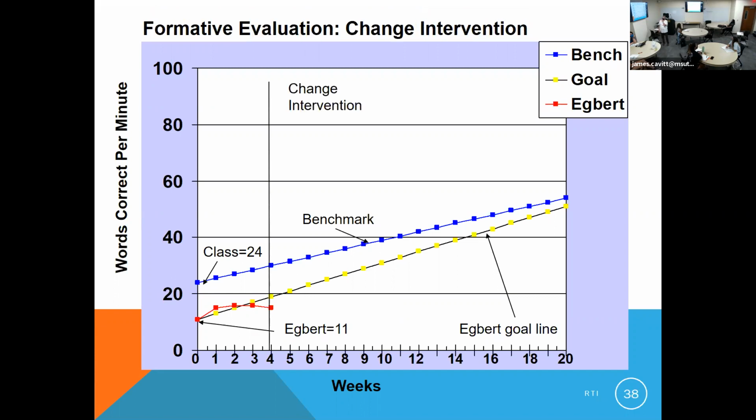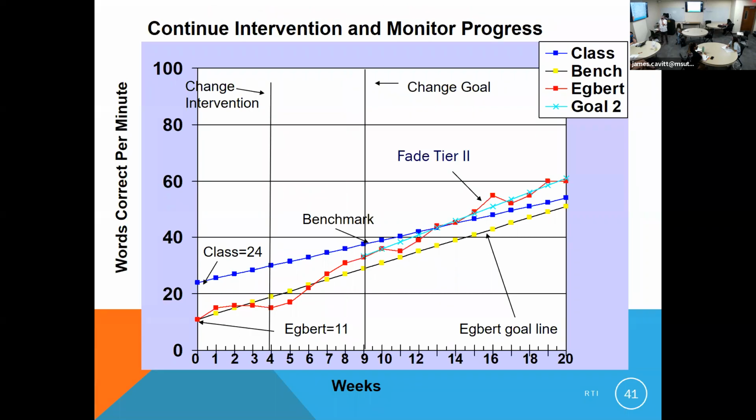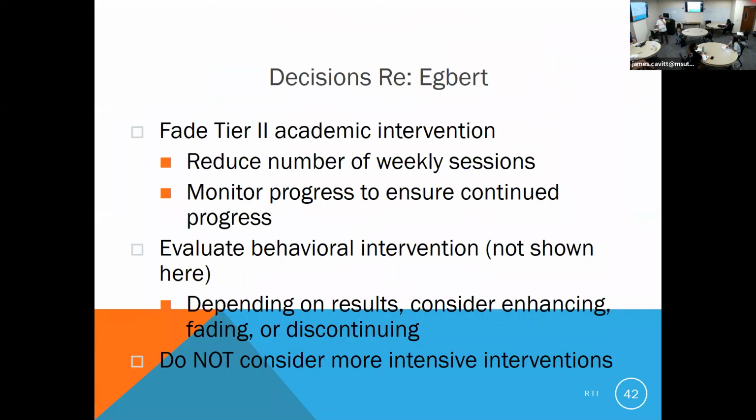So we change the intervention at that point, and then we see that. And then what decisions would we make at that time? We change the goal line to say he's moving up, and he continues to make progress. We fade the tier 2 intervention if that's appropriate at that time. That's how we go about reducing it. We want to overcorrect it and then reduce the supports.